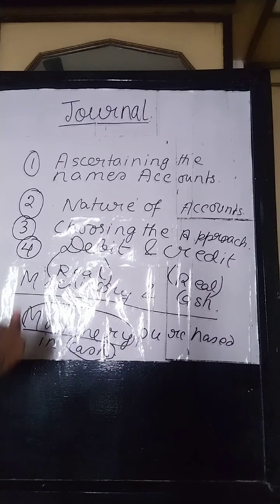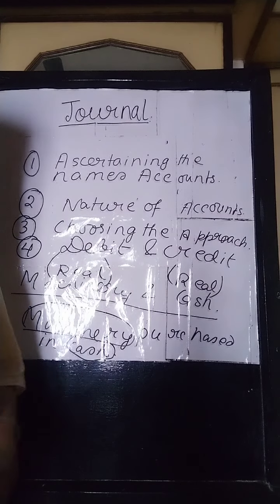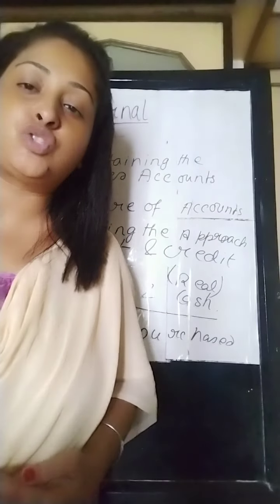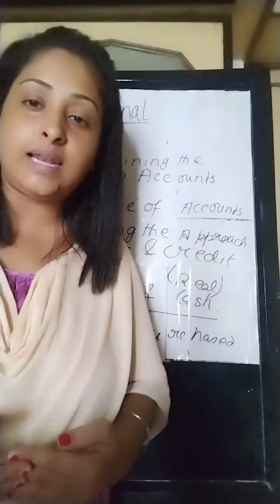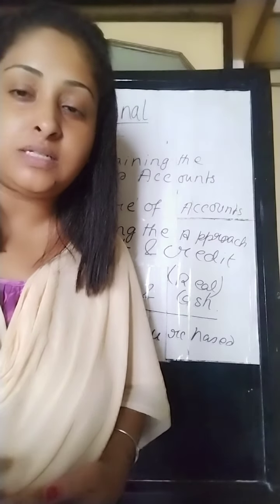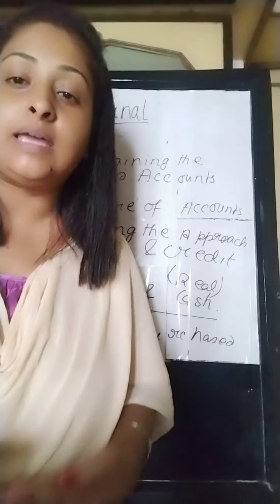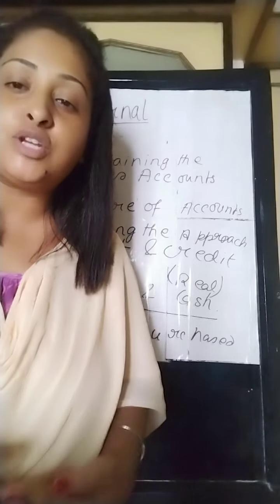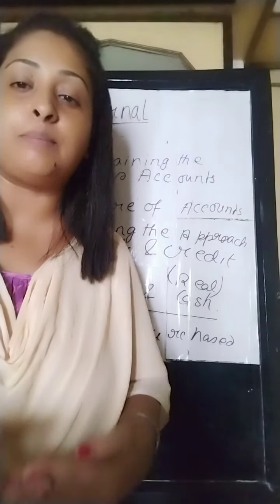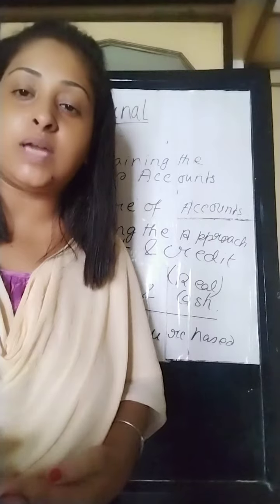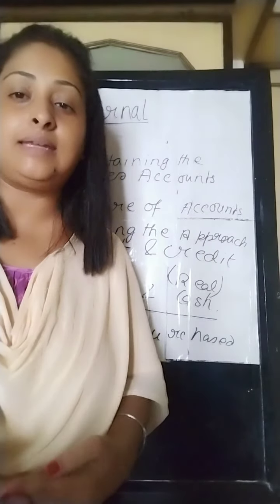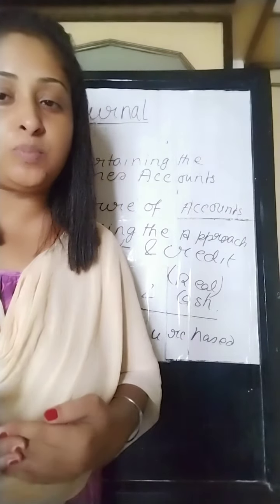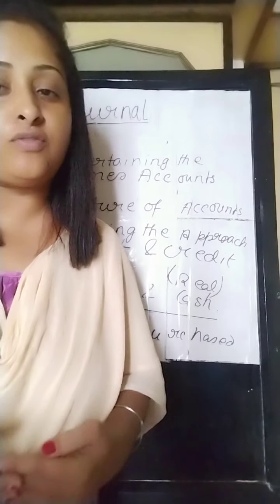The rule of real account under the golden rule is to be followed. As per the rule of real account, what comes in is debited and what goes out is credited. Here in this transaction, machinery is purchased, so machinery is coming into the business. That's why machinery is to be debited, and cash is going out, so cash is to be credited. This is the fourth step of journalizing.